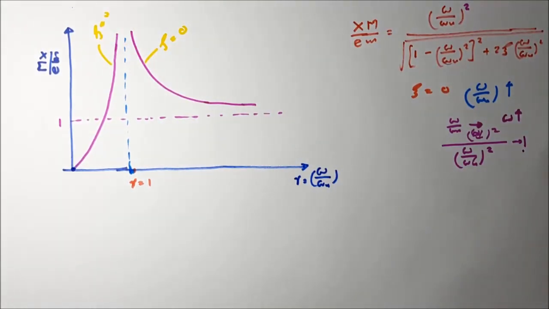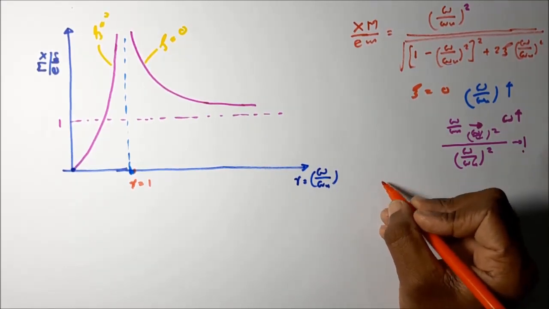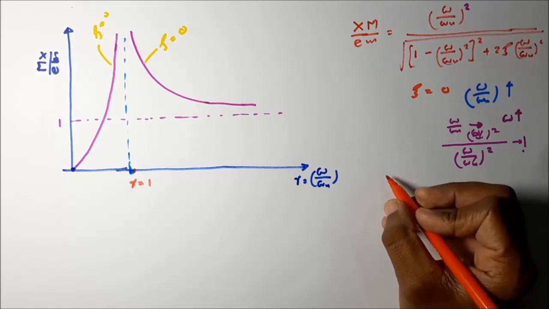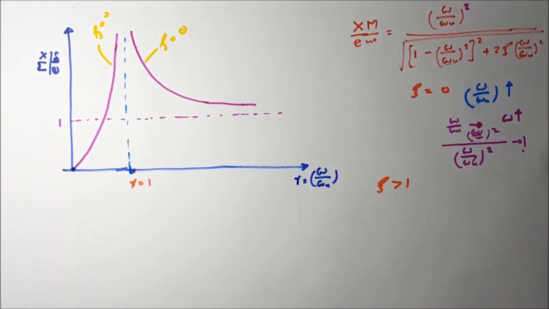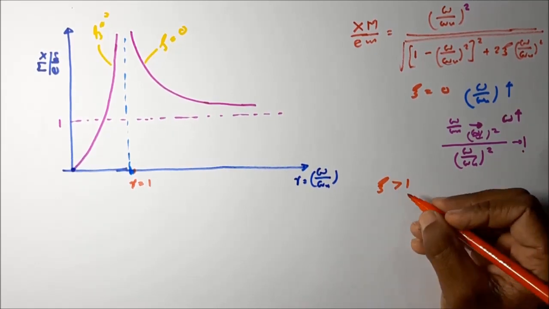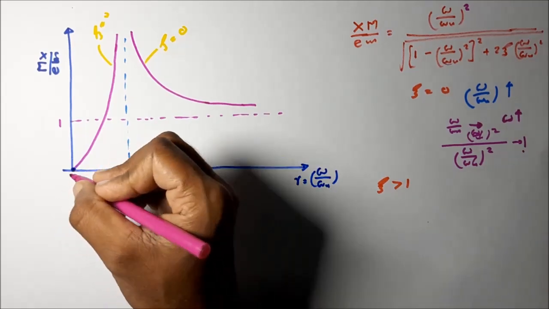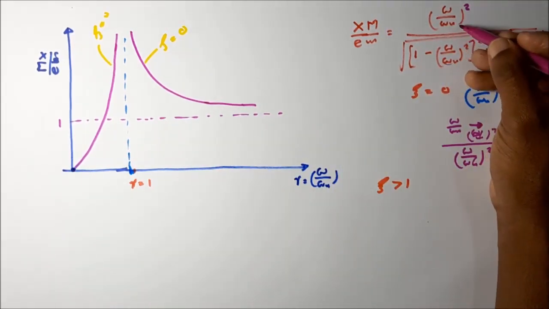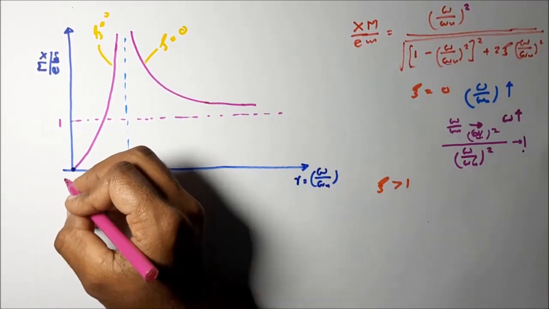Then let's see another situation, where theta is not equal to 0. Let's take theta greater than 1 situation. That means for higher values of theta, theta greater than 1, what happens? Again it has to start from the 0, because in each situation the omega divided by omega n is equal to 0, this entire term is equal to 0. So we have to start from the 0. Then what happens?